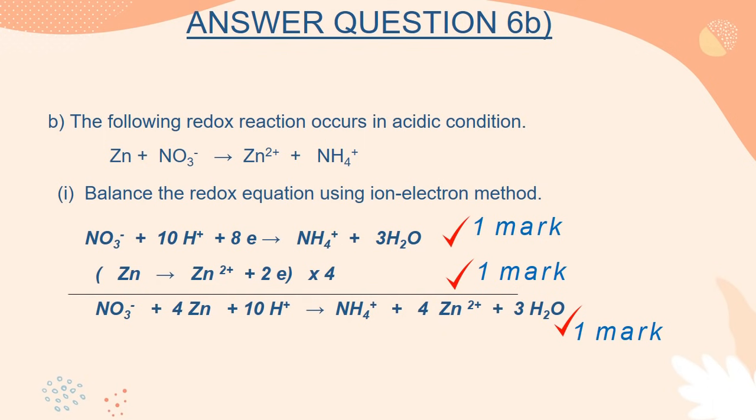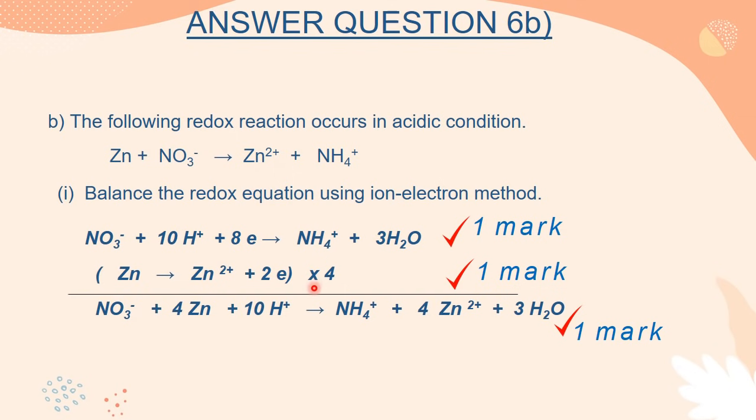Now we go to question 6b. The following redox reaction occurs in acidic condition. Balance the redox equation using the ion electron method. Okay, so first step, we divide the equation into half equations. So dividing is easy. You divide according to the type of atom. Zinc will become zinc 2+. Okay, and then NO3- will become ammonium ion. So we divide into half equations.